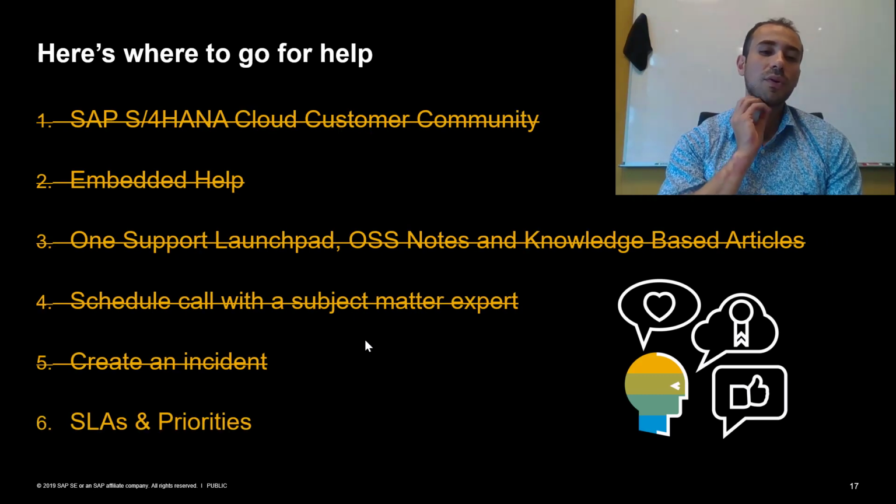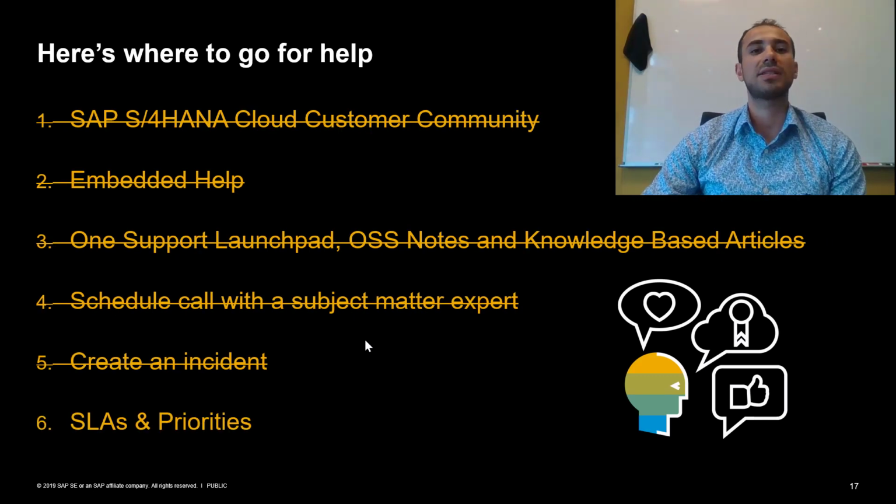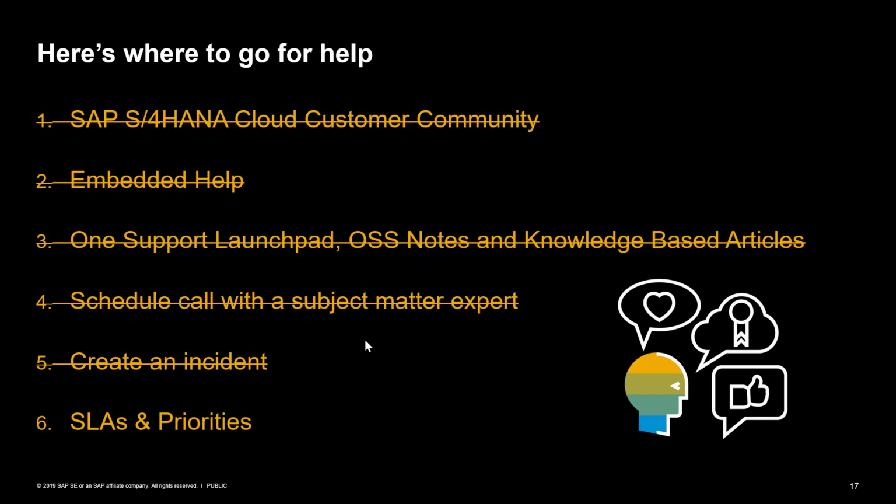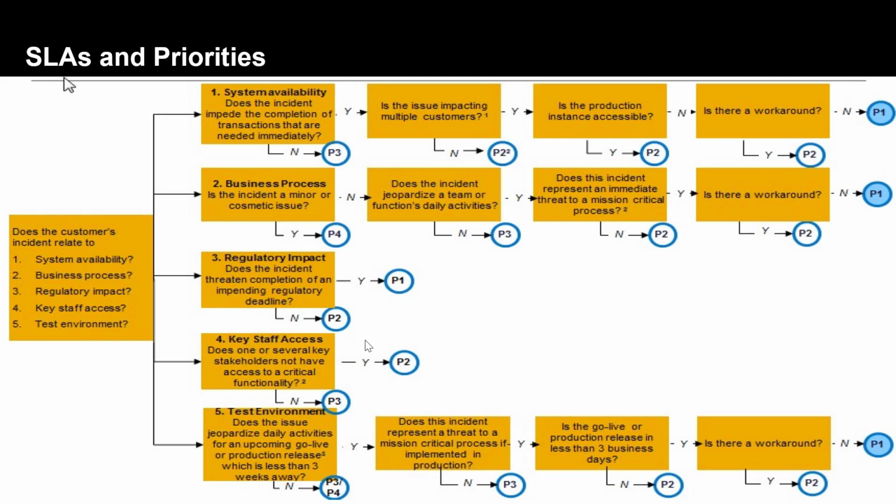So now we have described the incident, we have selected the correct component, we have identified the steps to reproduce. Service level agreements and priorities. This is very important to understand. The priority that you indicate, very high, high, medium, or low, is treated differently according to your justification. In this diagram, we clearly explain to you how priorities are dealt with.